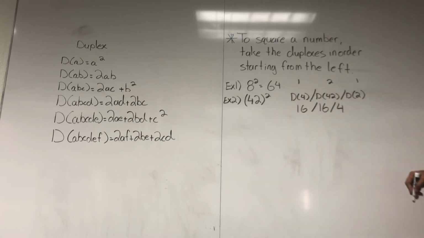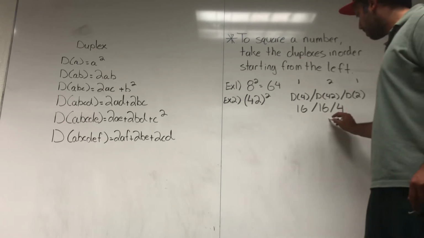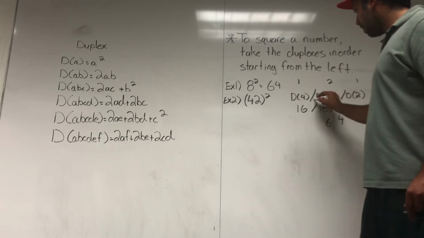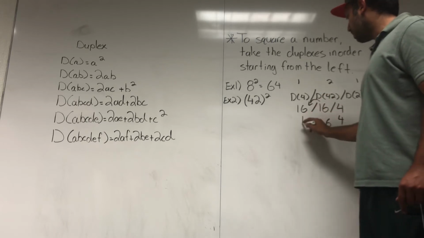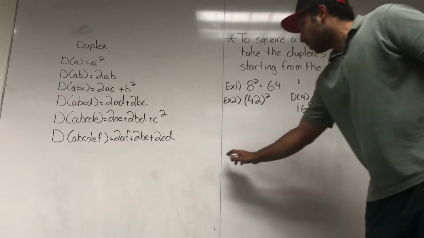If you've seen my other videos, you know what we do here. We keep the units digit, carry the tens digit. I'm going to keep a 6, carry the 1. 16 plus 1 is 17. So 1,764 is 42 squared. Let's do example 3.